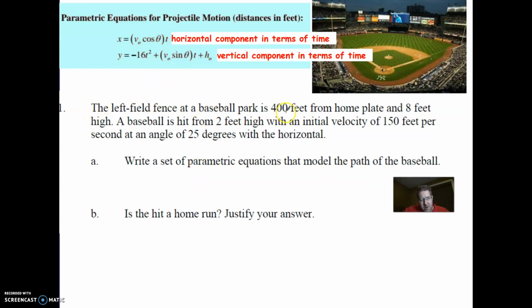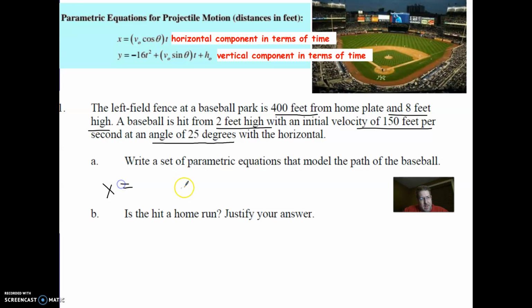The left field fence at 400 feet from home plate is 8 feet high. A baseball is hit from 2 feet high with an initial velocity of 150 feet per second and an angle that's 25 degrees with the horizontal. Now, when you're looking at this, v sub 0 means the velocity of the object at 0 amount of time. Cosine of the angle just means the angle in which it's going towards, and t represents the amount of time. Same thing here, and h sub 0 just represents the height of the object at the beginning, which would be after 0 amount of time.